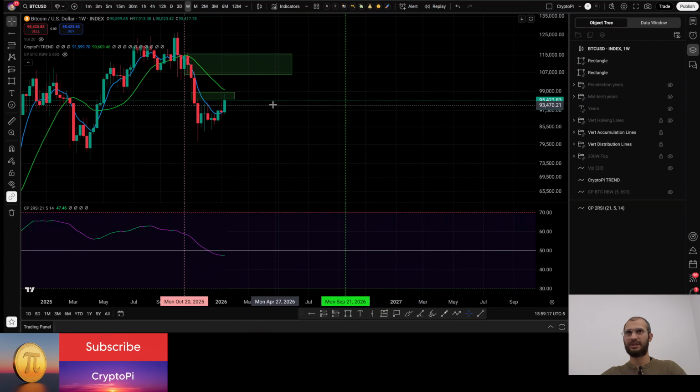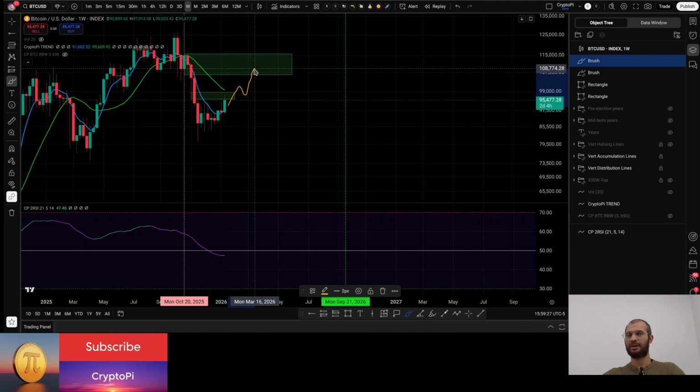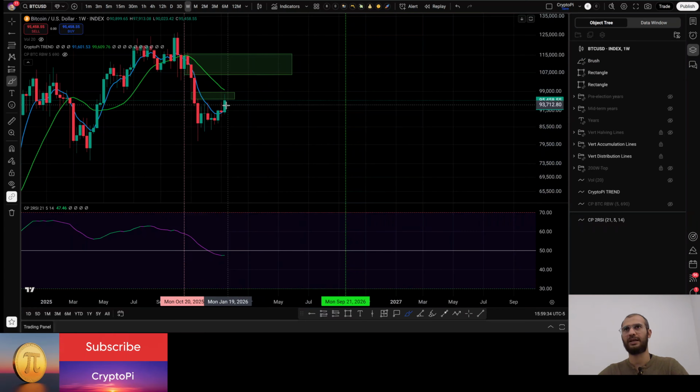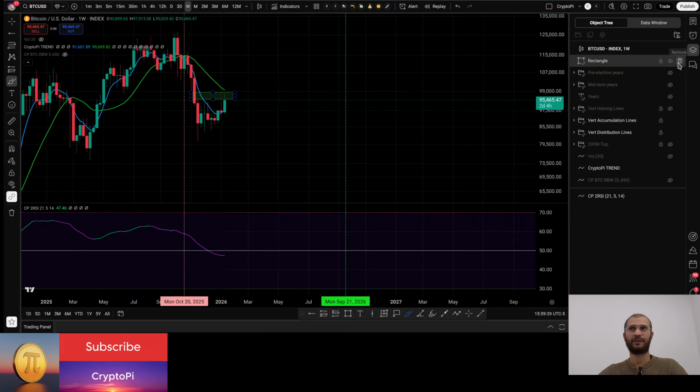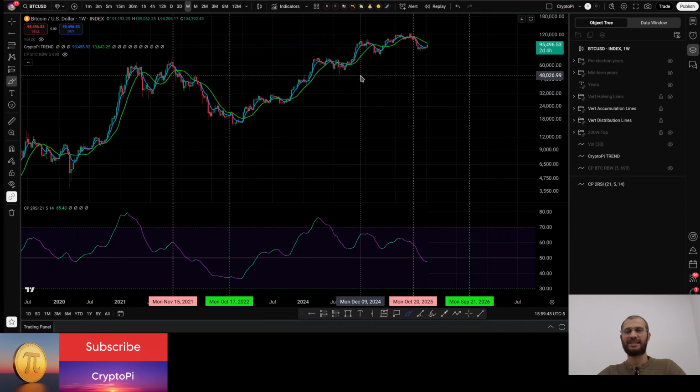So there is still a possibility, if we see some really strong momentum, that Bitcoin price can go more this way, mitigate this order block, and then continue up until the accumulation line. These are two ways I would see the current price action going.